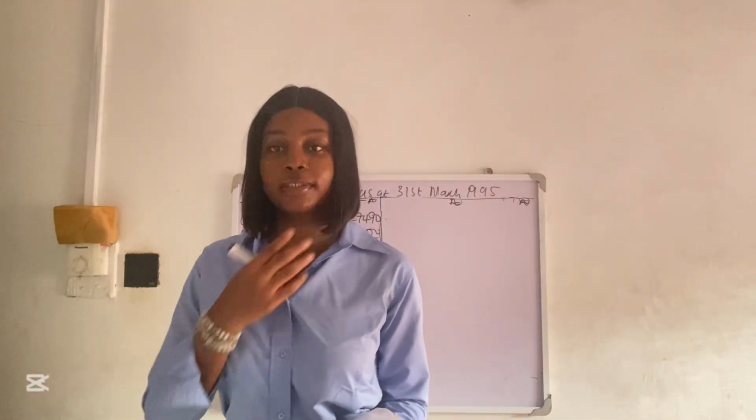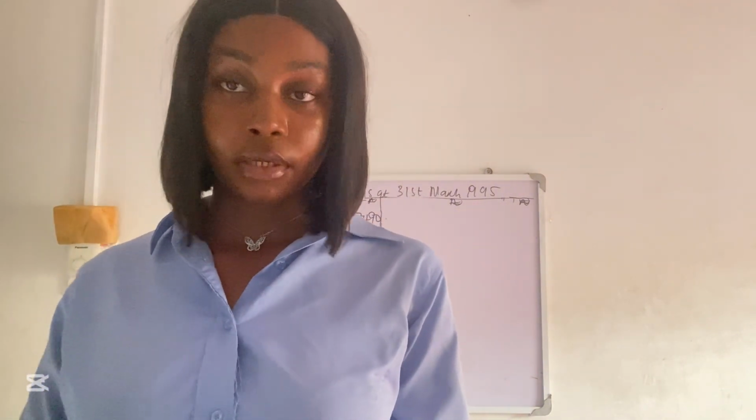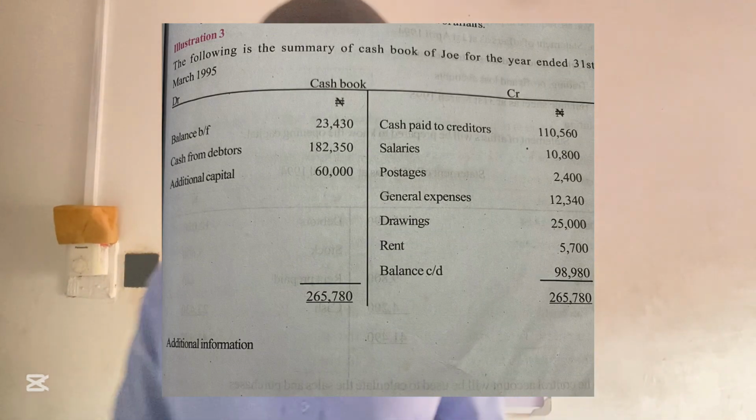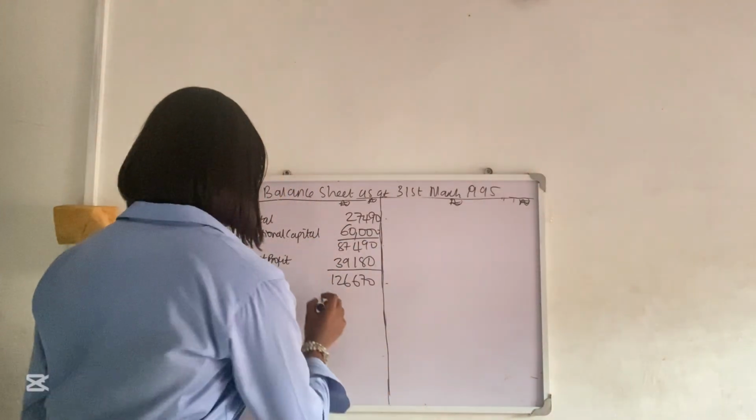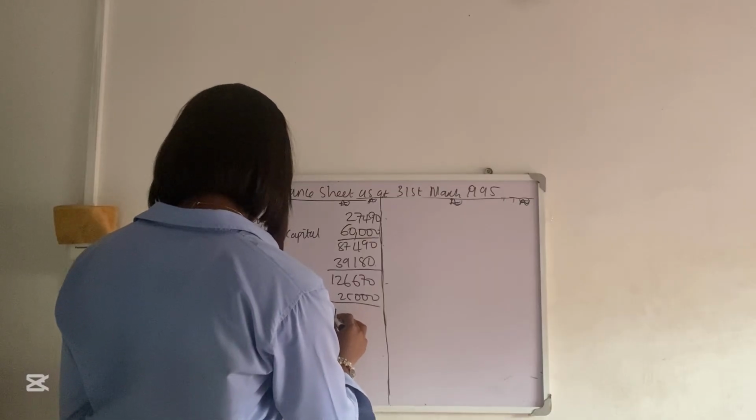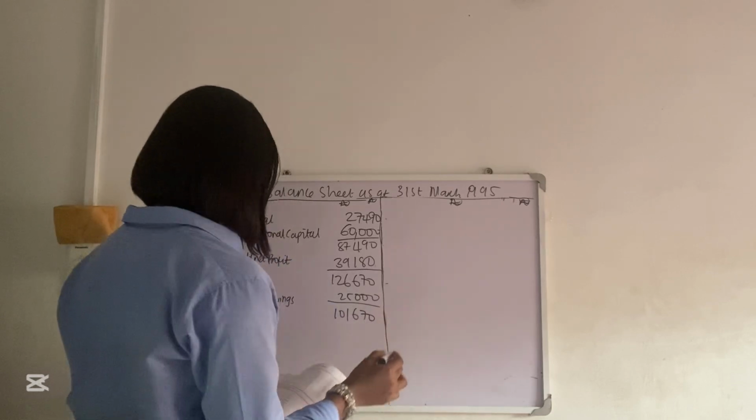So the next thing, we have to list our drawings. Drawings is in the cash book. That's it, drawings of 25,000. We have to deduct it from our net profits. So less drawings, that will be 101,670. Now our current assets.